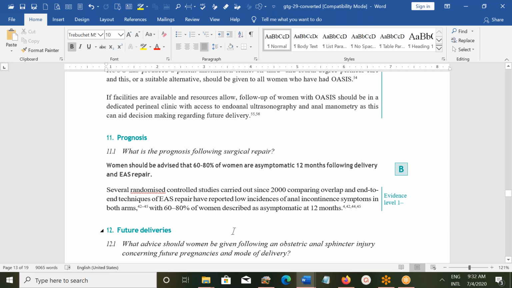Regarding prognosis, you have to counsel your patient that 60 to 80% of women will be totally asymptomatic 12 months after delivery, 12 months after the repair. Otherwise they can answer this question indirectly: 20 to 40% will be symptomatic. Yes, that is also true.